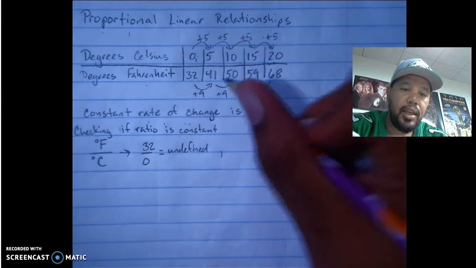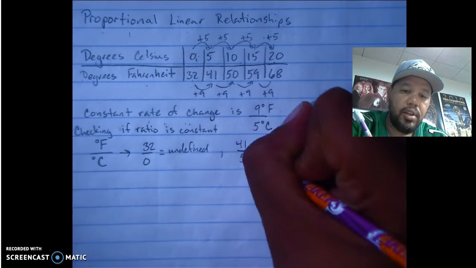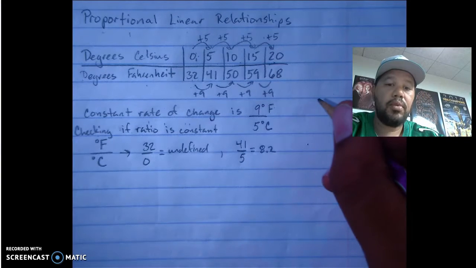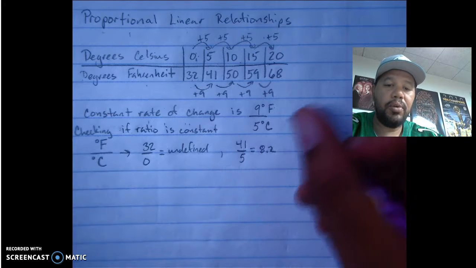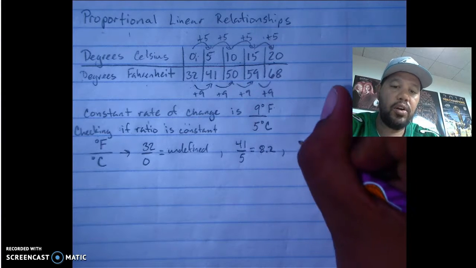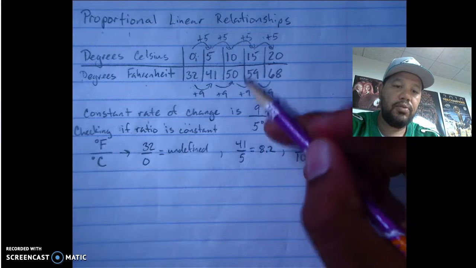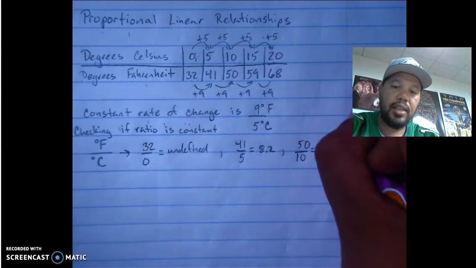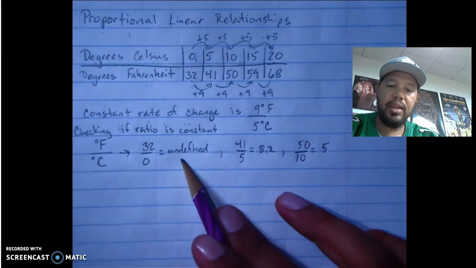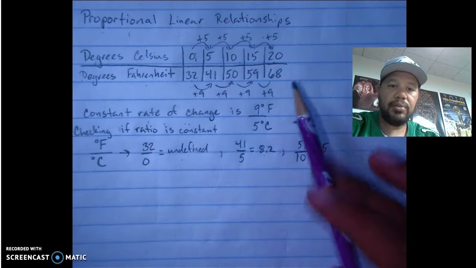But let's look at the next one, 41 degrees Fahrenheit over 5. What does that equal? 5 goes into 41 8.2 times. Let's go to the next one. That'll be 50 degrees Fahrenheit over 10. If I divide that, that's going to be 5. So far the ratios are not equal. We had undefined, we have 8.2, we have 5 here.